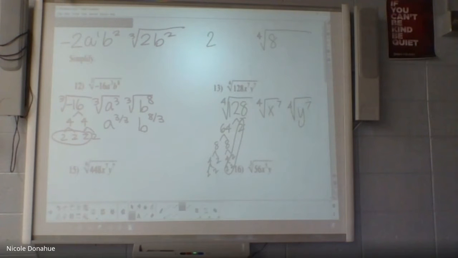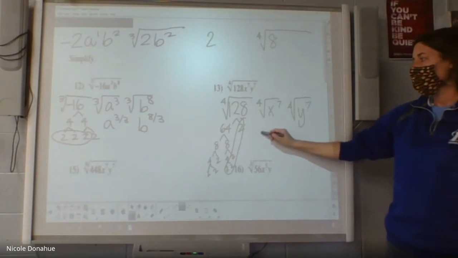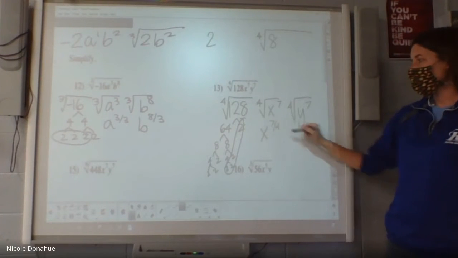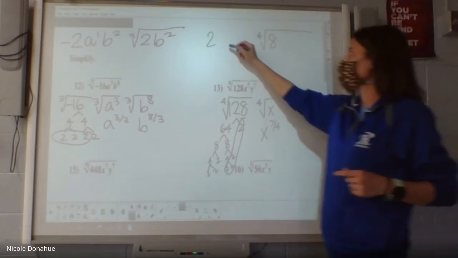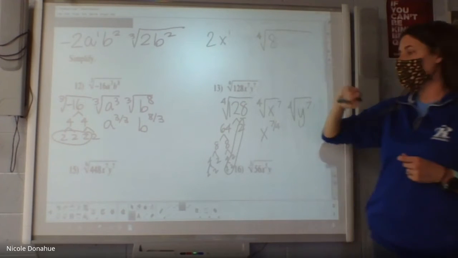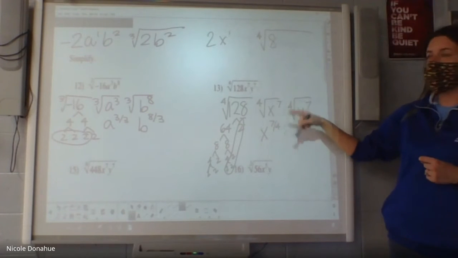So again, I pulled out the group of 4 2's that comes out, but what's left inside is 2 times 2 times 2, which is where the 8 is. Then I have x to the 7 over 4. 4 goes into 7 one time, with a remainder of 4 is how much short of 7?